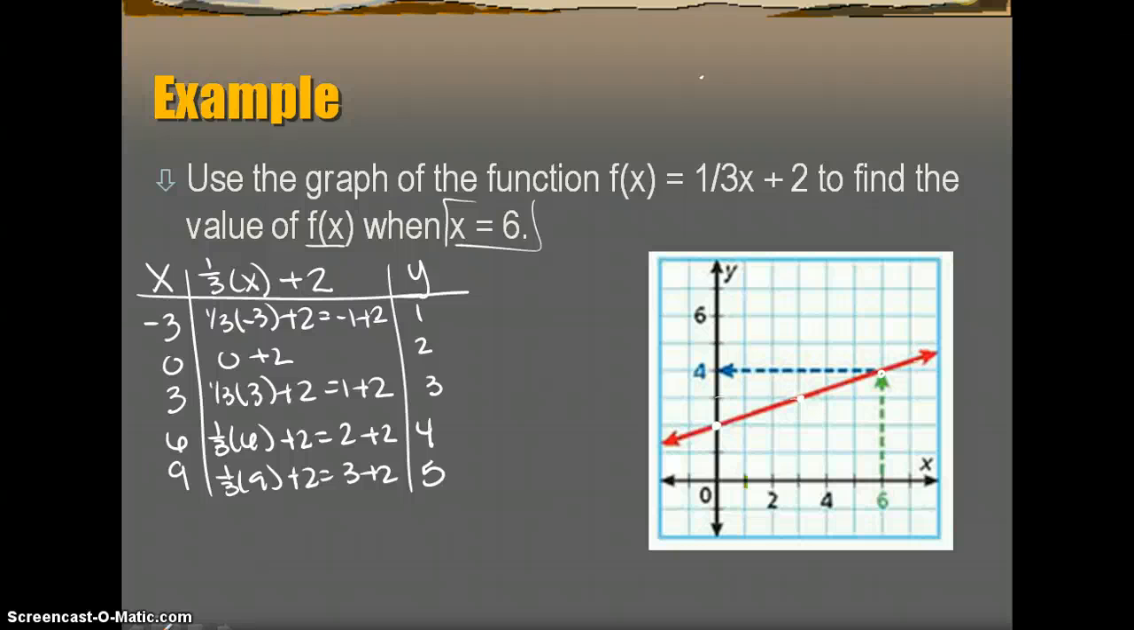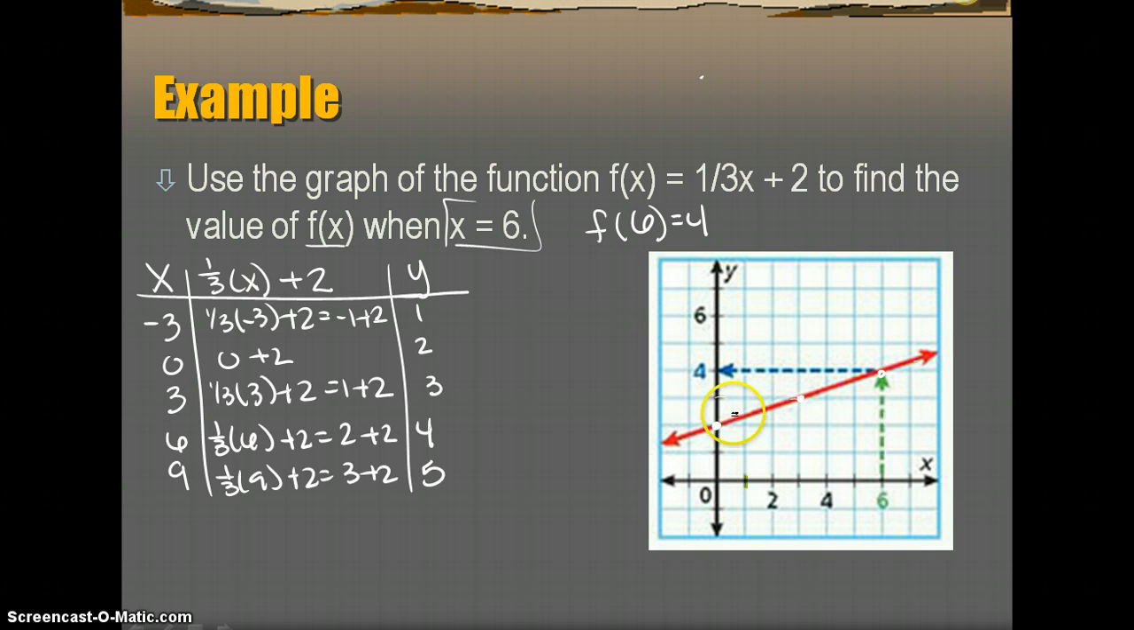So again, when you're trying to figure out what f of x is equal to when x is 6, you're going to go over to 6 on the x, go up to your graph, whatever your graph may be. In this case, it's a linear equation, and then go over to the y in order to find the matching y. Therefore, we now know that f of 6 is equal to 4. And we also know that's true because in our t-chart we've already solved for it.